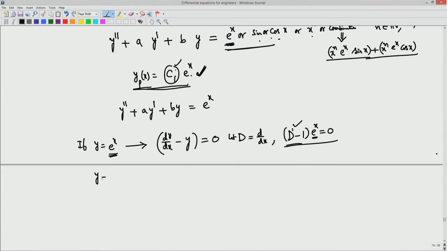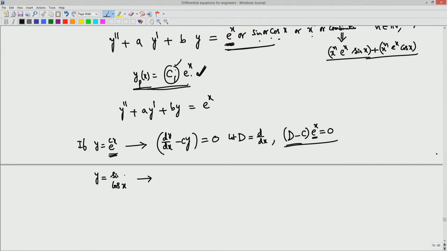And what if I have y as sin x or cos x? Then what is the solution? Let me give you in general. If I have e power cx, where c is a constant, then what do you have? You have c times y. So your operator is D minus c.